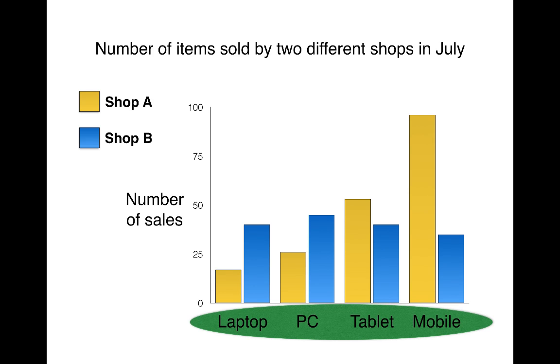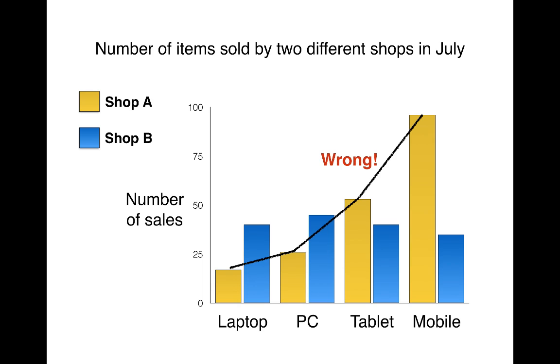If you drew a line like this, it would be wrong. You can't say laptop increases to PC or tablet increases to mobile. We can't talk about changes over time here. What we can do is compare A and B, Shop A, Shop B, for one item. So to compare those two, you would say something like the number of laptops sold was this in Shop A and this in Shop B. Instead of comparing Shop A and Shop B, you could compare two different items in Shop A.